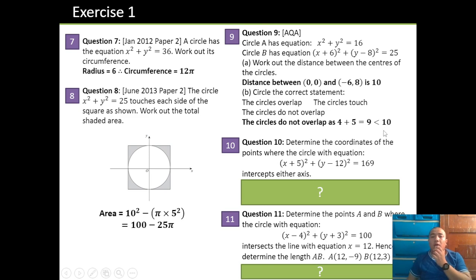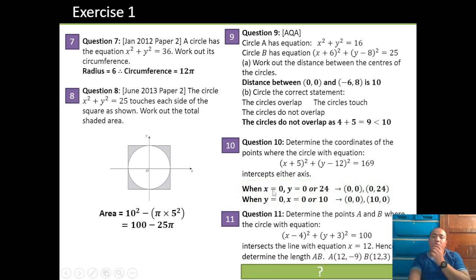They do not overlap. Next, determine the coordinates of the points where the circle with equation (x plus 5) squared plus (y minus 12) squared equals 169 intercepts either axis. Okay, when x equals 0, y equals 0 or 24, so we have (0, 0) and (0, 24). When y equals 0, x equals 0 or negative 10, then (0, 0) and (negative 10, 0) are its intercepts.